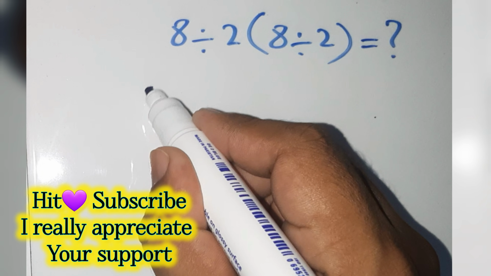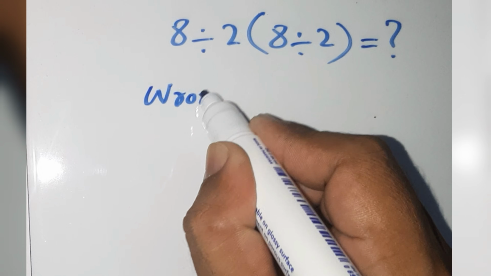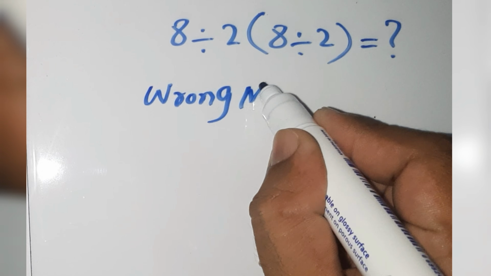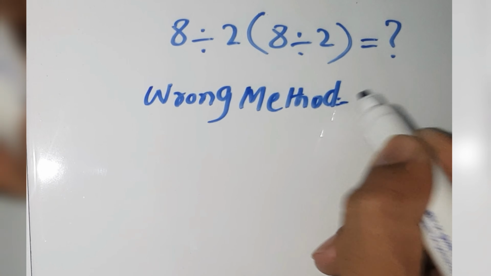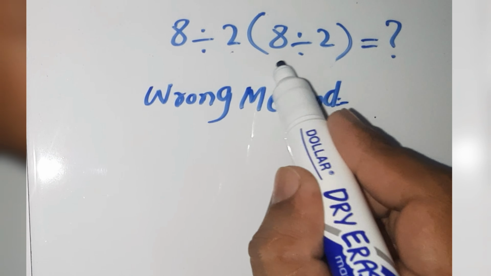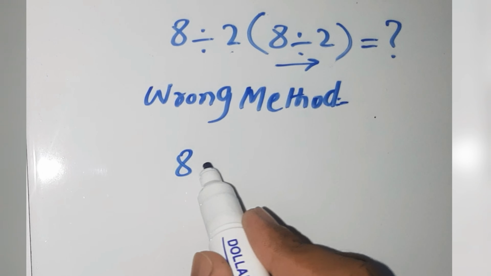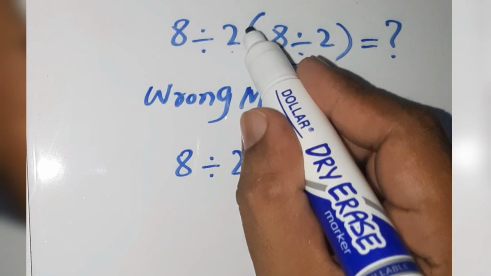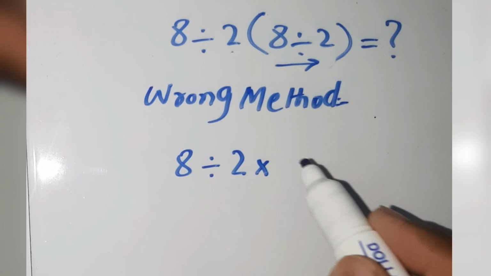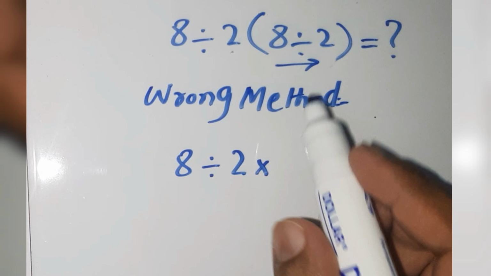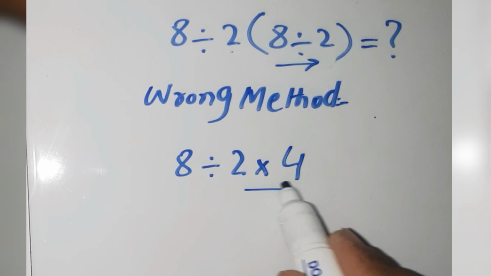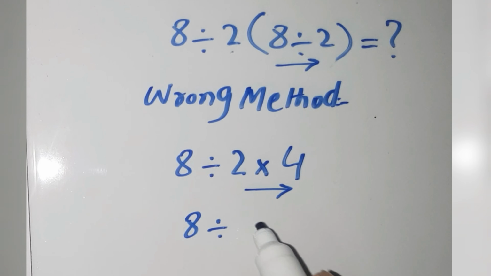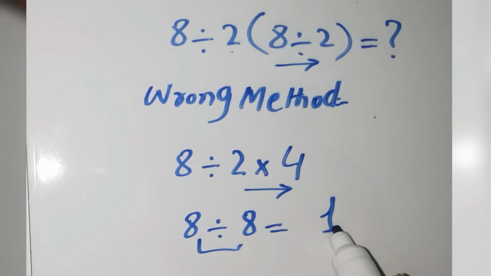Now here, wrong method. First do the parenthesis, 8 divide 2. Now here is the times sign. 8 divide 2 gives us 4. Here 2 times 4 gives us 8, and finally 8 divide 8 gives us 1.